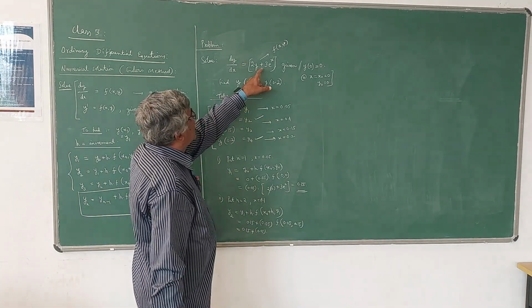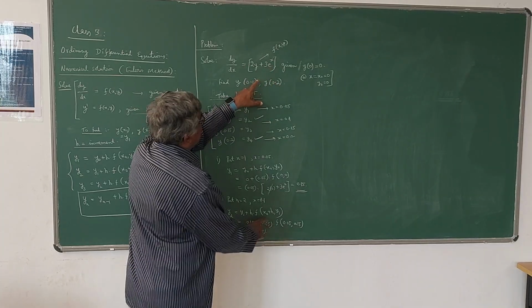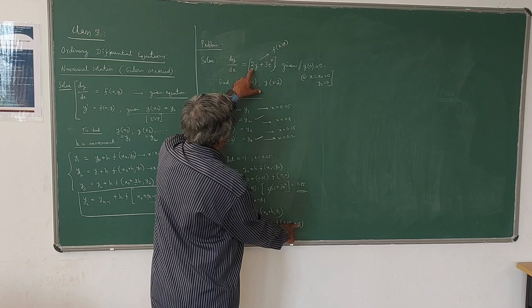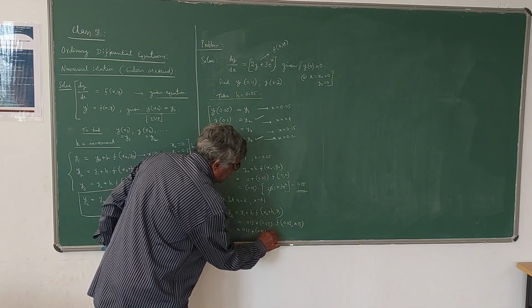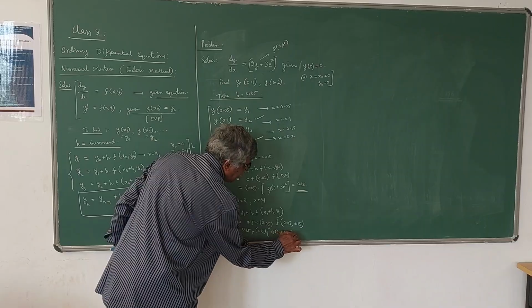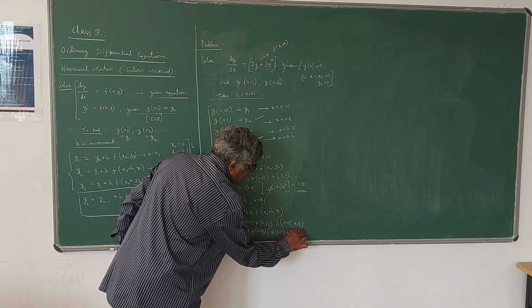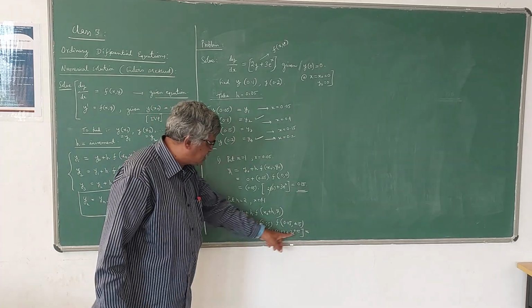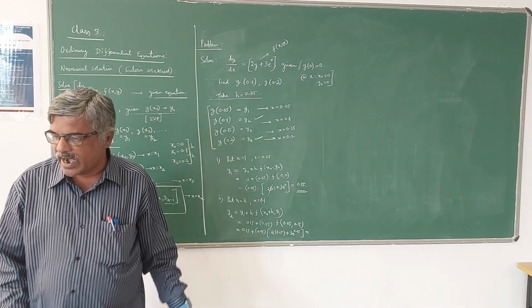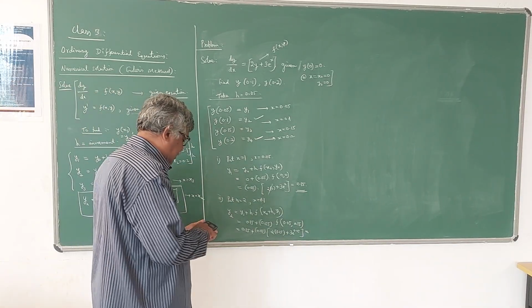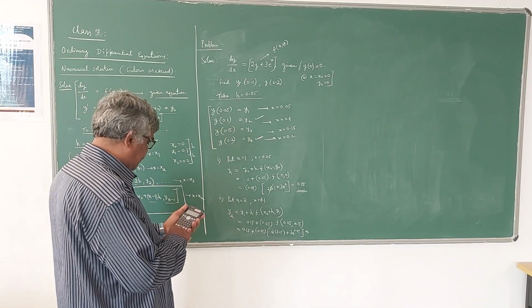In this function, 2y plus 3e power x, put x is equal to 0.05 and y is equal to 0.15. So it becomes 2 into 0.15 plus 3 into e to the power of 0.05. So use the calculator, find out this value. First you do this, then multiply by that, then add. That is the value of y2. So e to the power of 0.05.